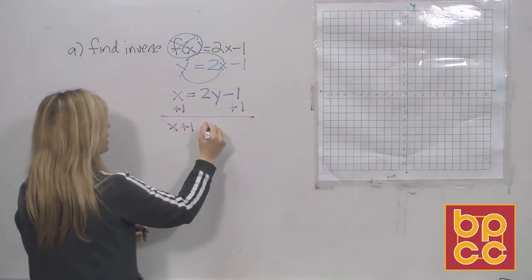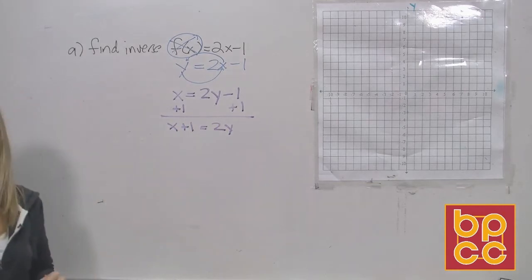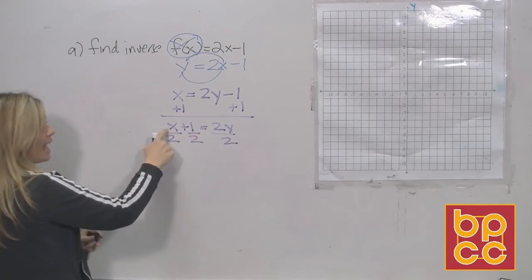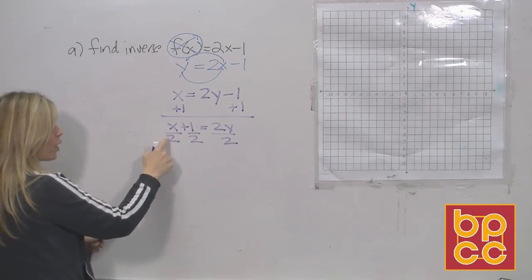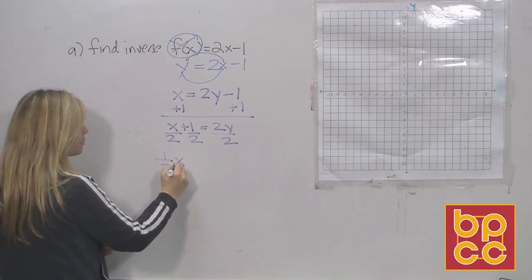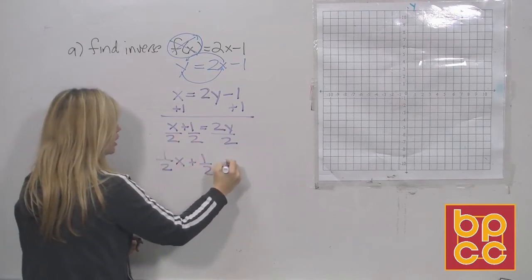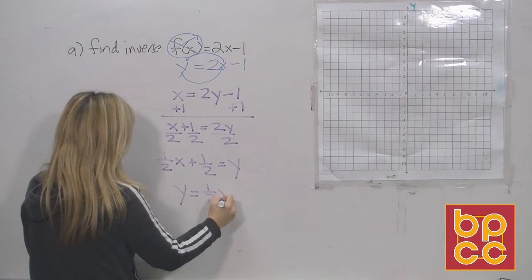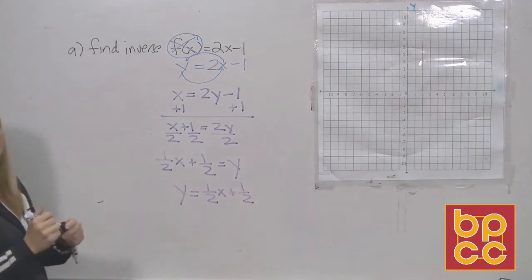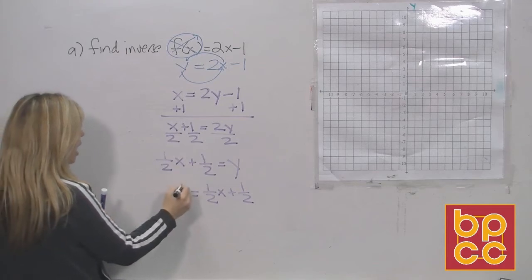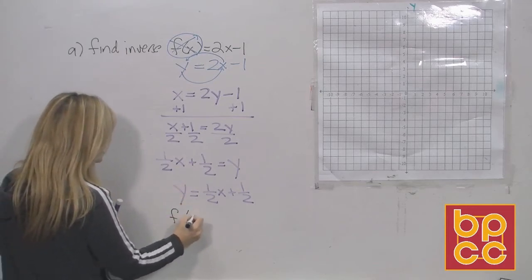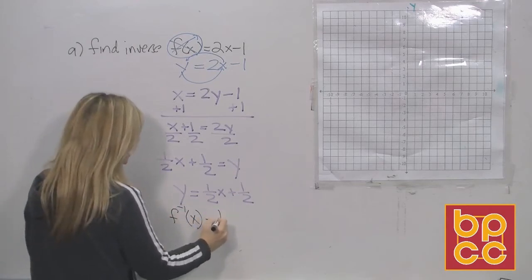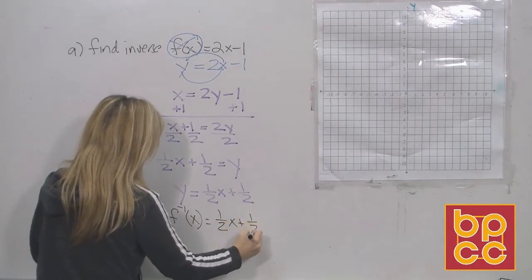x plus 1 equals 2y. Is y by itself? Nope. We've got to divide by 2. So we divide every term by 2. x over 2, well, there's an invisible 1 in here, so this is 1 over 2, which is 1/2 x, plus 1/2 equals y. I'm going to just flip that around, so write y equals 1/2 x plus 1/2. This is the inverse equation. But instead of keeping the y, they're going to replace the y with f of x. And because it's the inverse equation, they're going to put the little negative 1, so you know it's the inverse equation. So it equals 1/2 x plus 1/2.